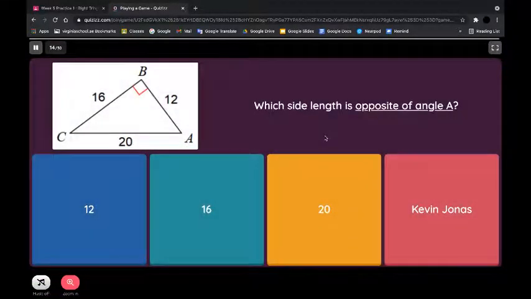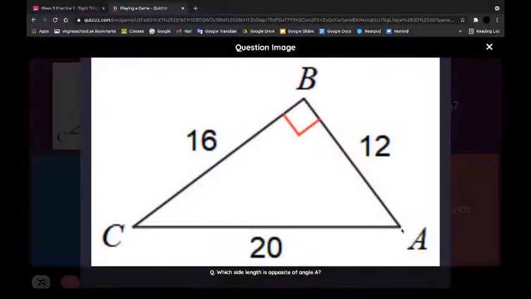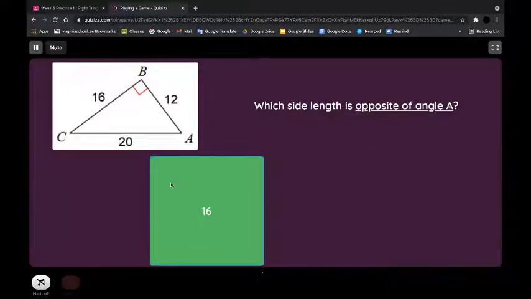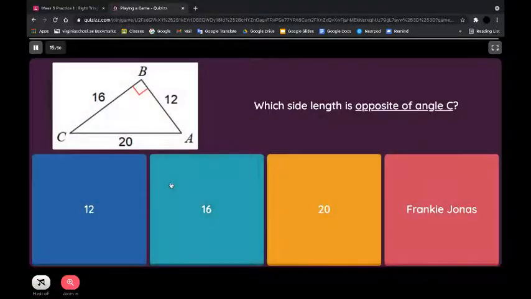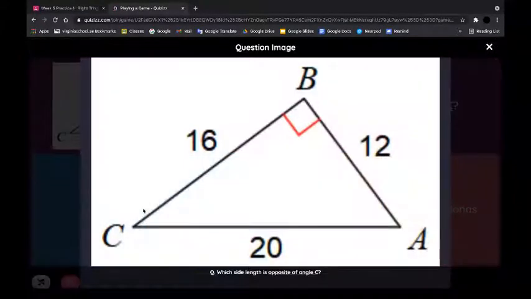Which side length is opposite of angle A? This is angle A and the opposite side is the side which is over here, so this is 16. Which side length is opposite of angle C? This is angle C and the opposite side is 12.